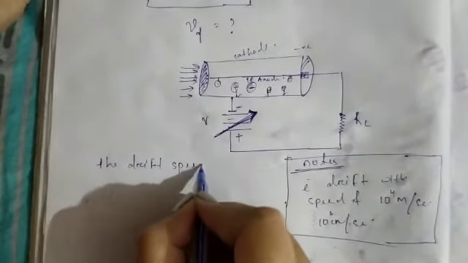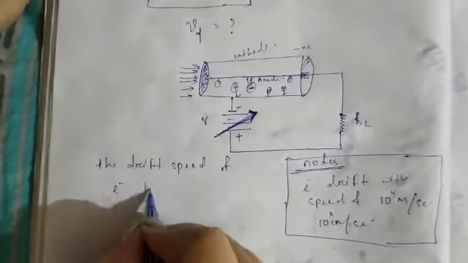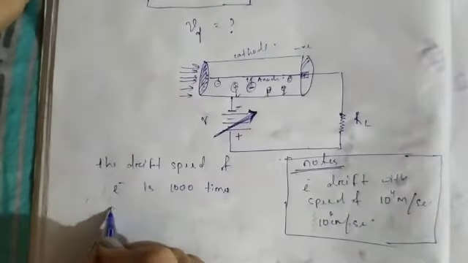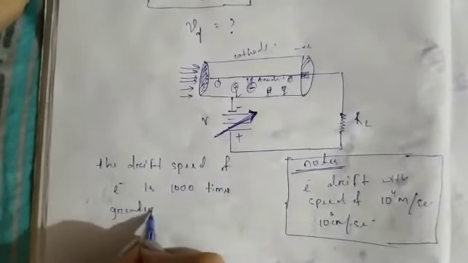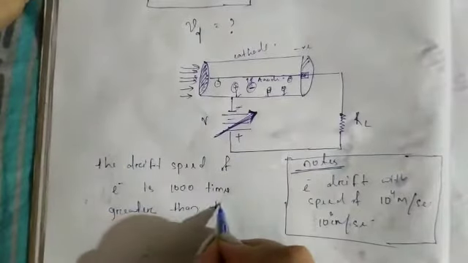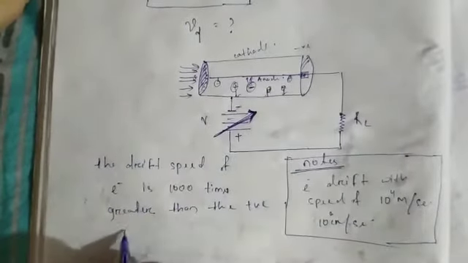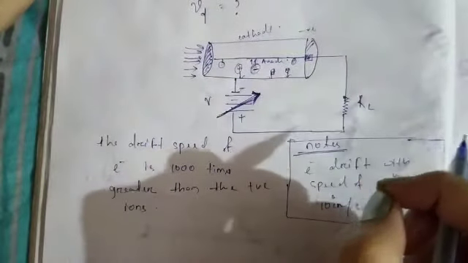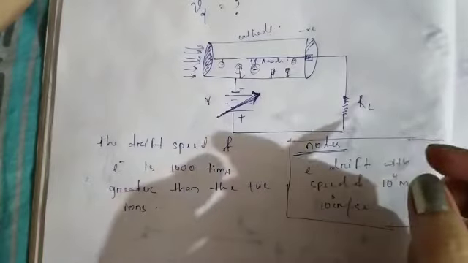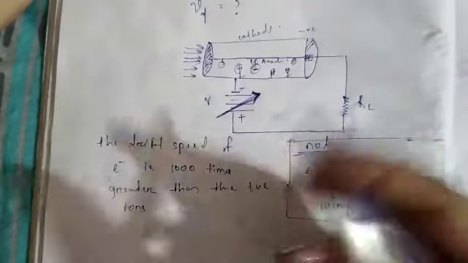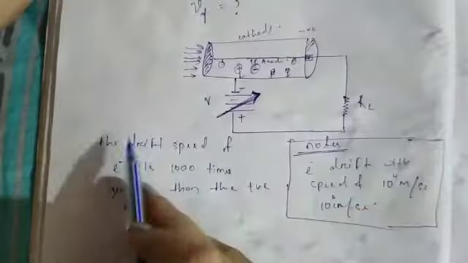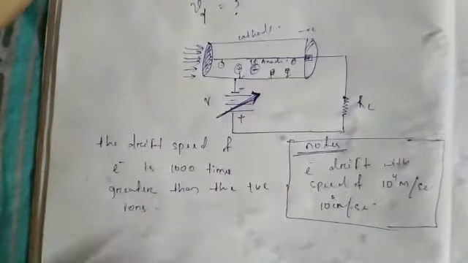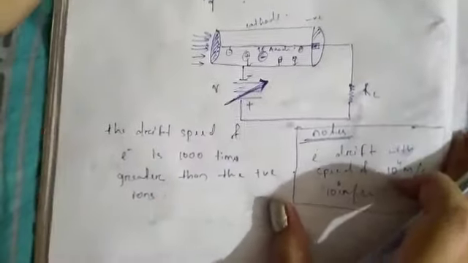So you can write here: the drift speed of electron is 1000 times greater than the positive ions, because their mass is very small, that is 1,836 times smaller than the positive ions. So obviously the drift speed will be greater as compared to positive ions. Nothing rocket science, you can say.